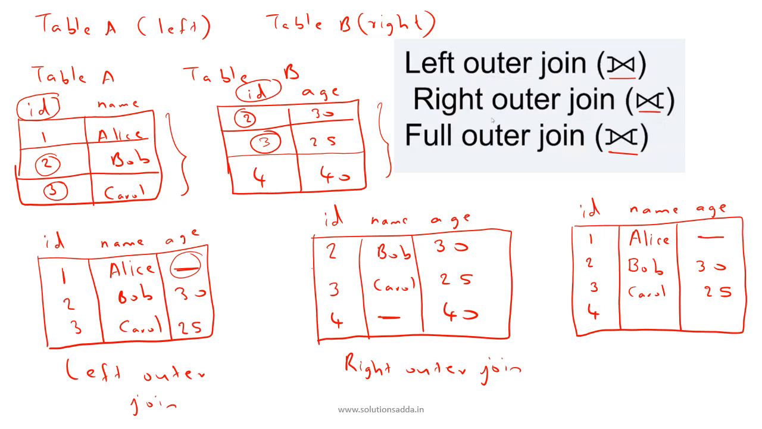Similarly, 40 will be returned, but there is no mapping for name for age 40, so this will be null. This is how full outer join works. Full outer join. Now based on this concept, we'll try to solve the questions.